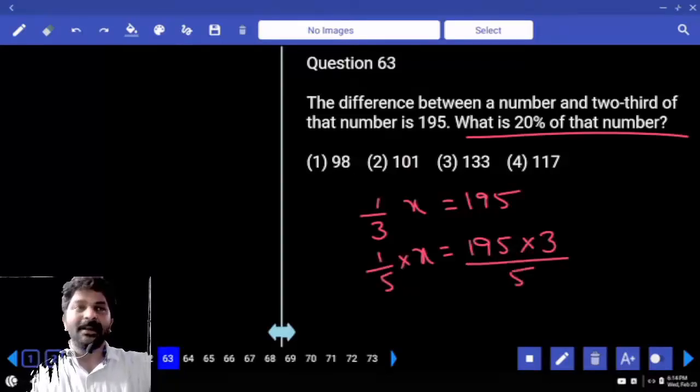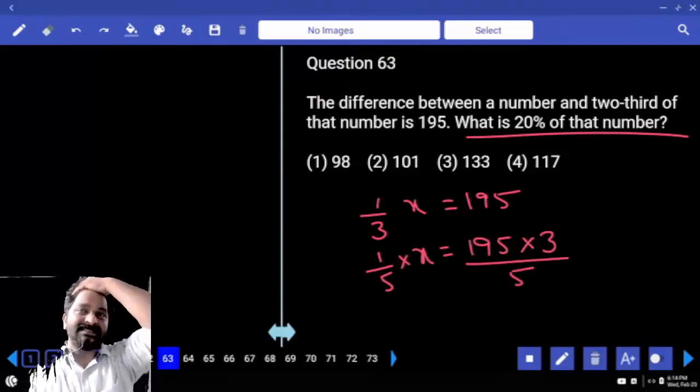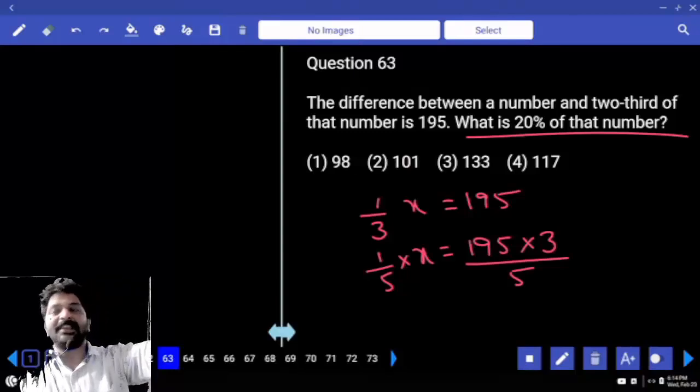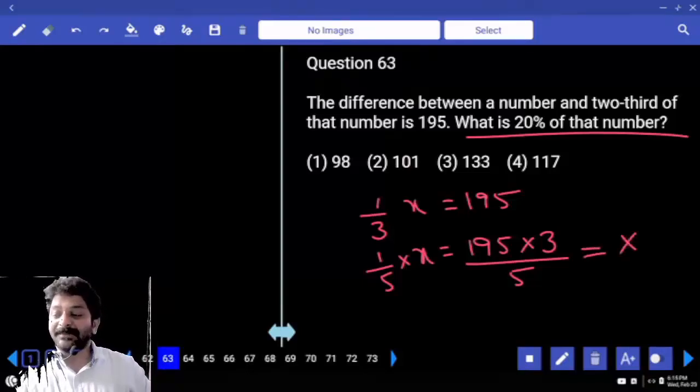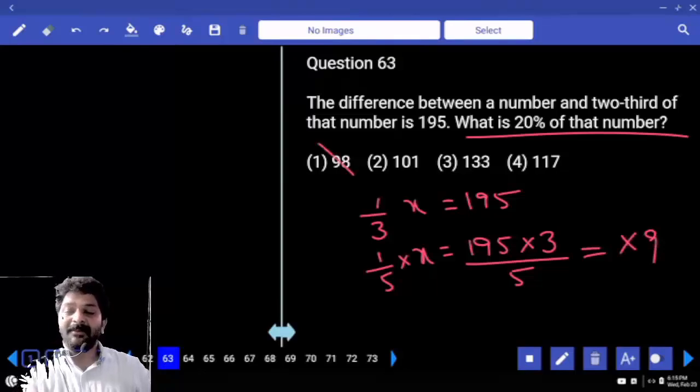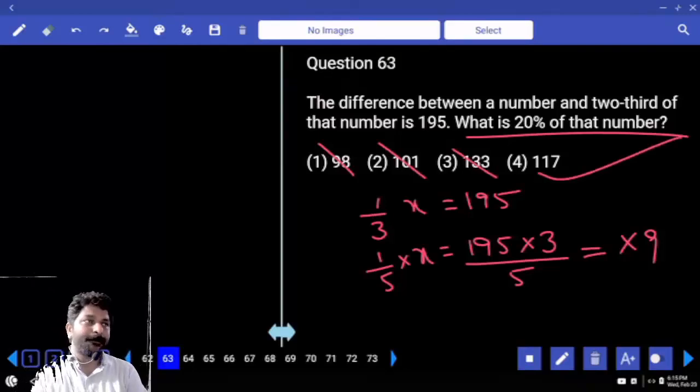Clear? That means 195 is a multiple of 3, into 3 is also there. That means in total, in the numerator we have a multiple of 9. What is the denominator? 5. Do we have a multiple of 9 or 3 in the denominator? That means your answer cannot be the first option, second option, third option, so the fourth, final.